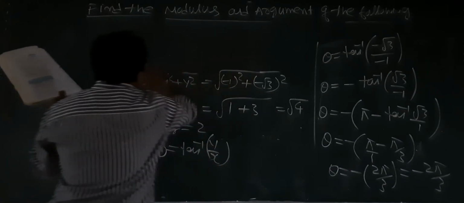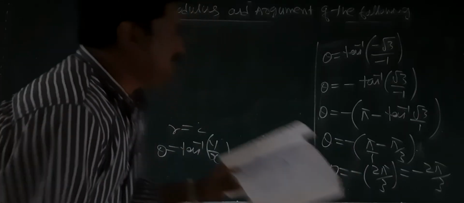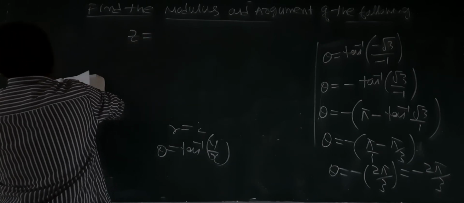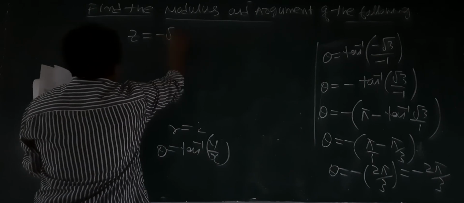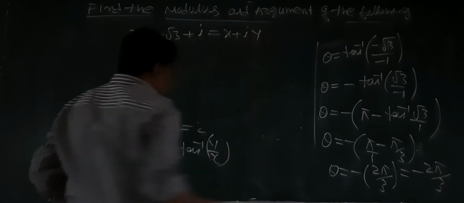The last question: solve this one more question. Z equals minus root 3 plus i. Here x plus iy. You choose the x and y values. In this case, x is minus root 3, y is 1.